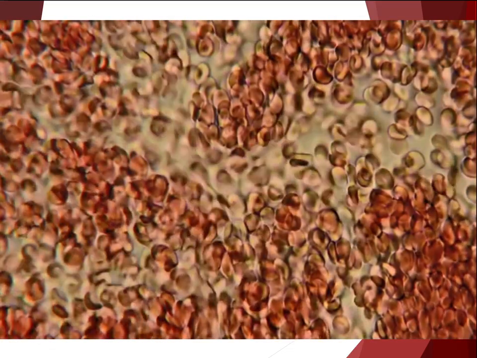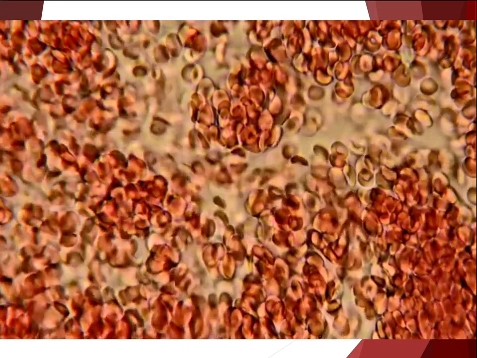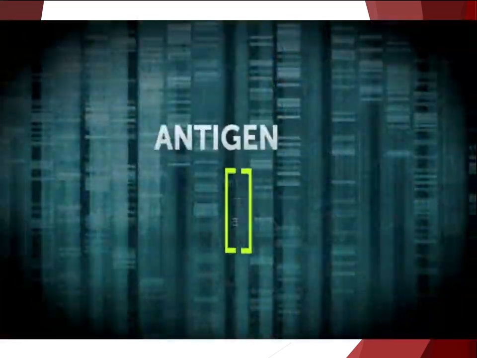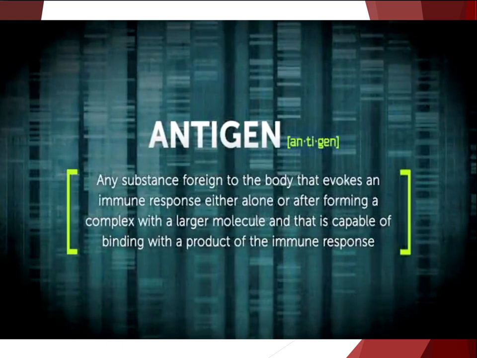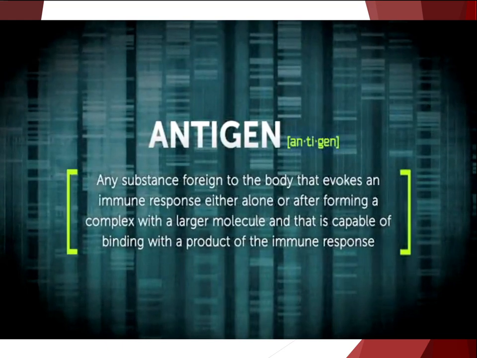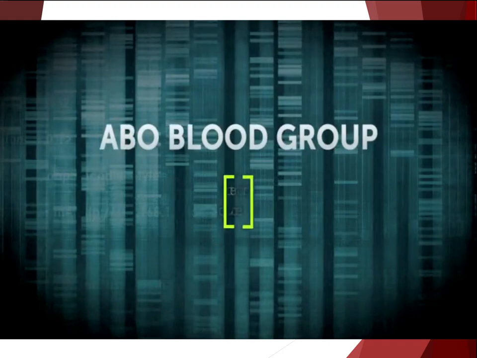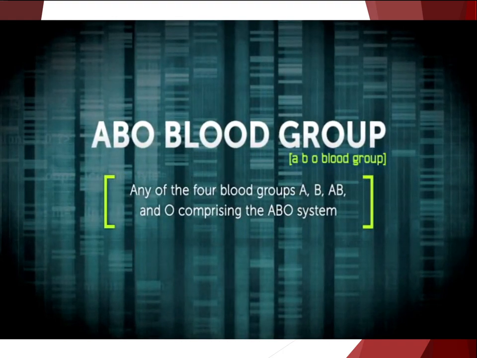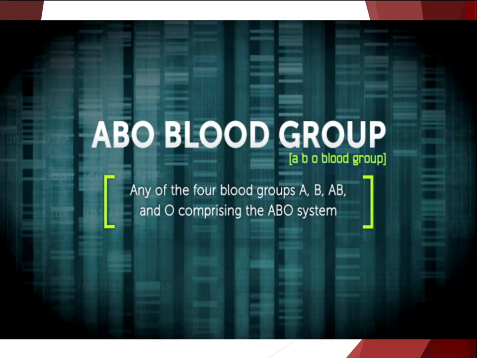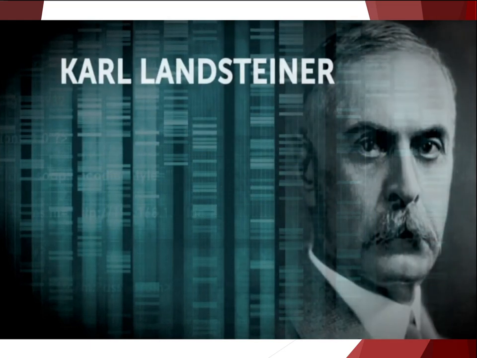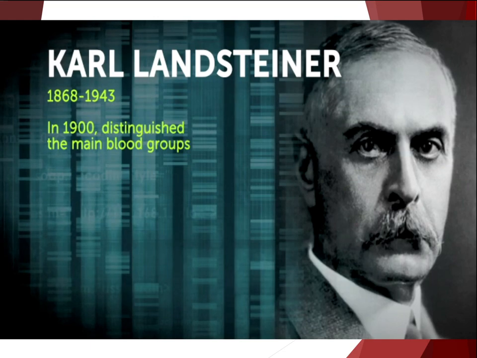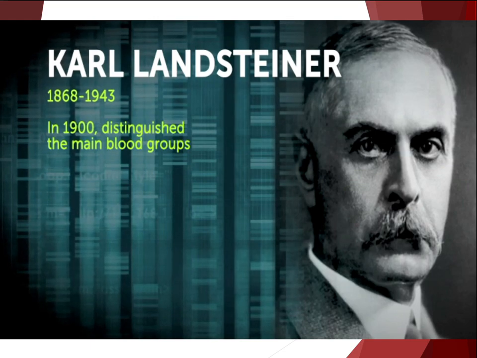Human blood type, or blood group as it's sometimes called, is a classification system that is based on antigens present on the surface of red blood cells. Although there are over 30 recognized human blood groups, the ABO blood group system is the most important classification when blood transfusions are concerned. The ABO blood group system was discovered by Austrian scientist Karl Landsteiner in 1900.